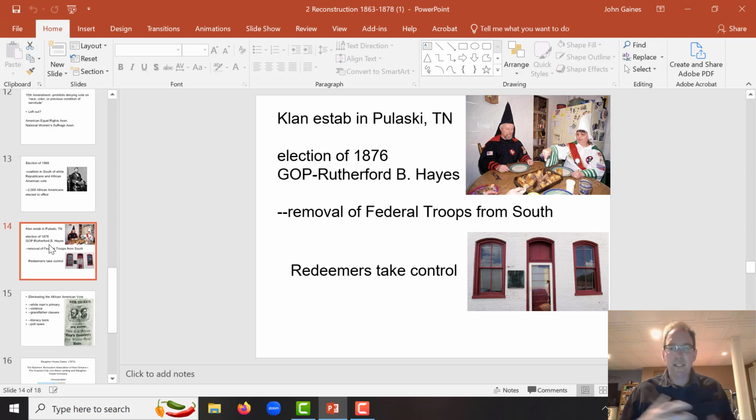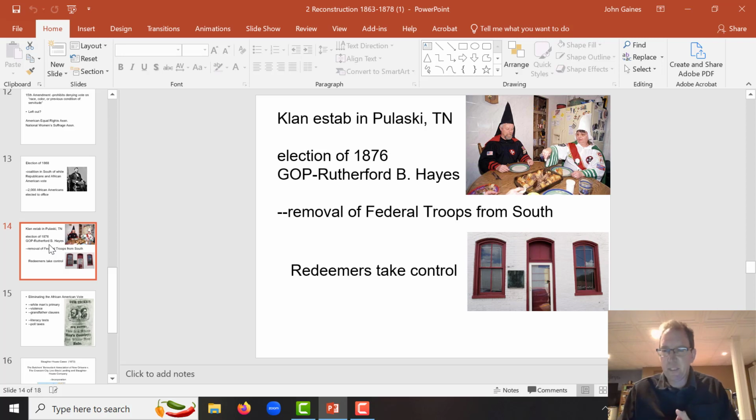Other places will have similar organizations. The Klan kind of spreads out, but in some other places, like Louisiana, instead of the Klan, they start something called the Knights of the White Camellia. Don't have to remember that. It's just another racist terrorist organization. But they're going to really try to stomp down the African American vote and terrorize people.